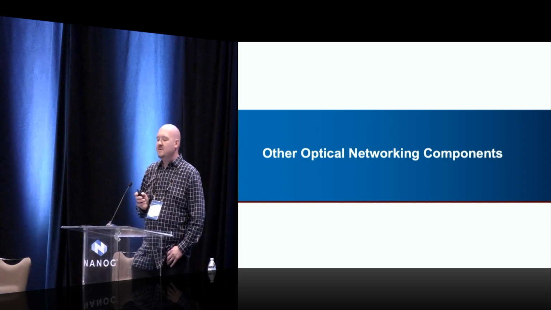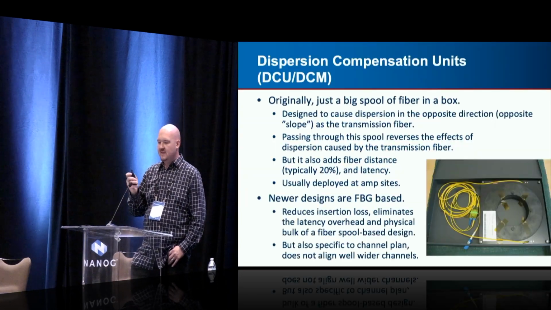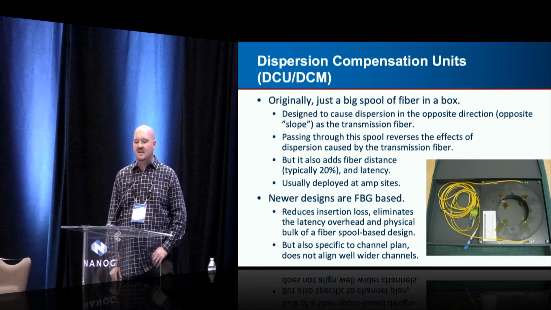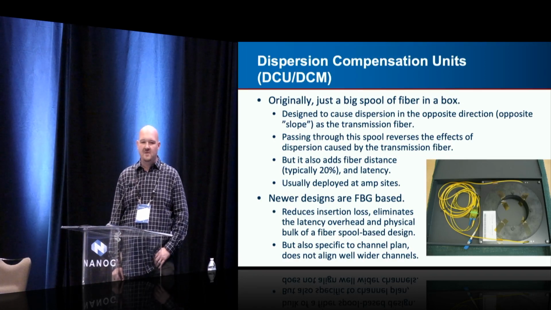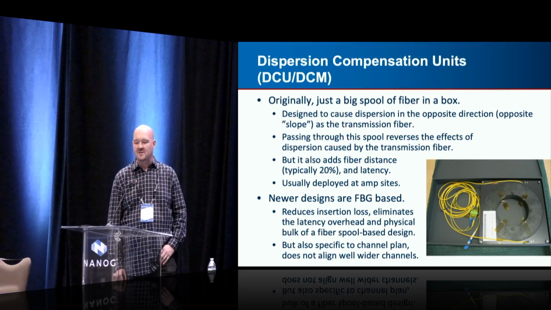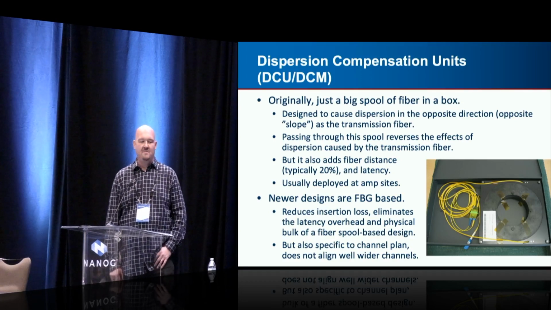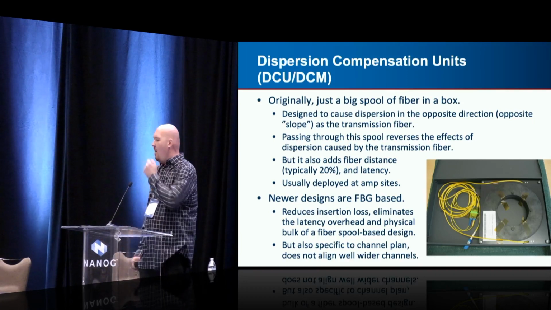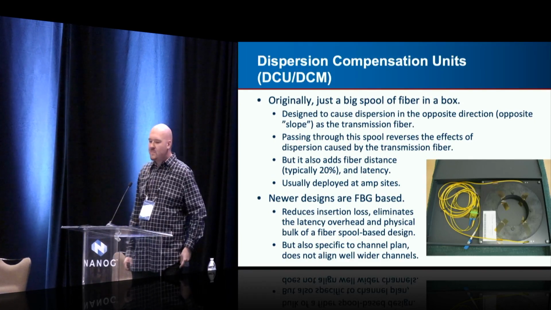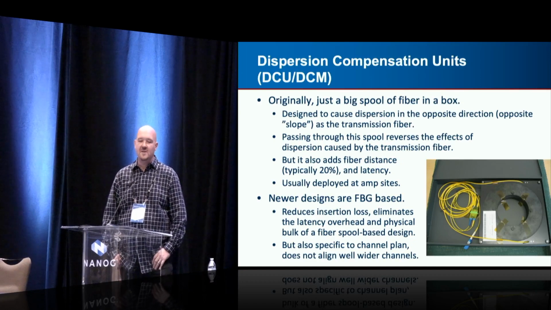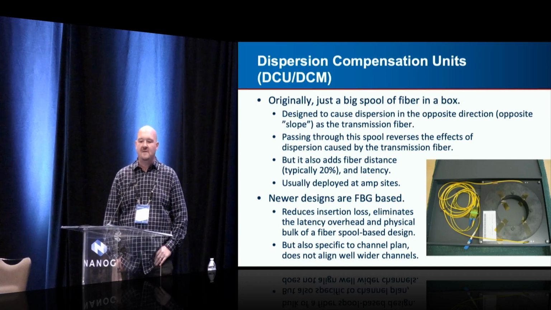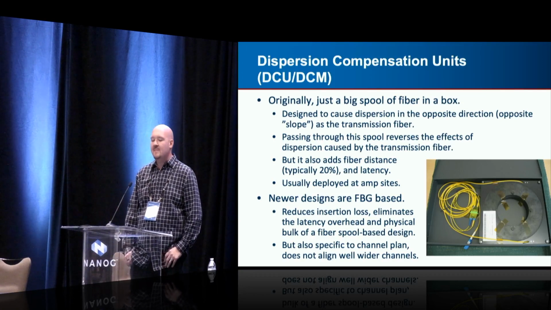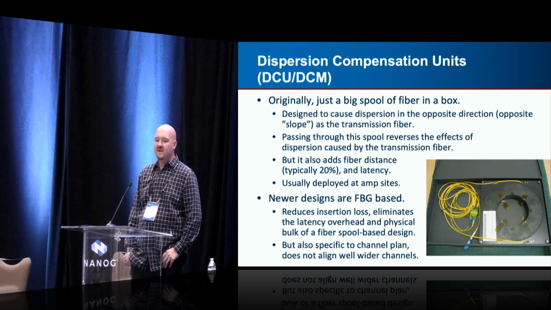So, some more optical networking components. DCM: you'll hear this said as either DCU or DCM, so either dispersion compensating units or dispersion compensating modules. Both are used interchangeably, and I use them both interchangeably all the time. So basically it originally started out as a big spool of fiber in a box.